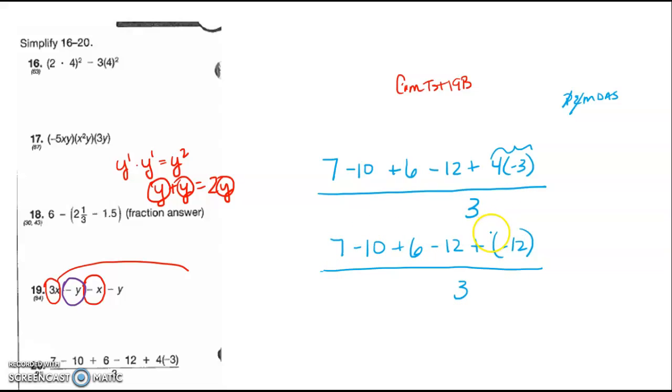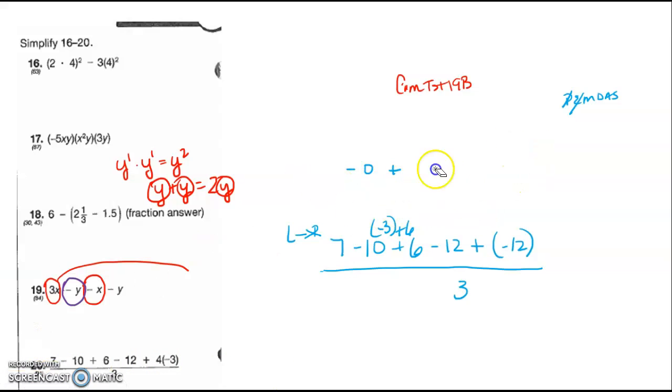Okay, now that it's addition and subtraction, I can go from left to right. So 7 minus 10 is negative 3, plus 6 is, okay, I'm going to run out of room. Let me erase just a little bit here. And I will go back to there. So negative 3 plus 6 is a positive 3 minus 12 is a negative 9. My bad. Negative 9.